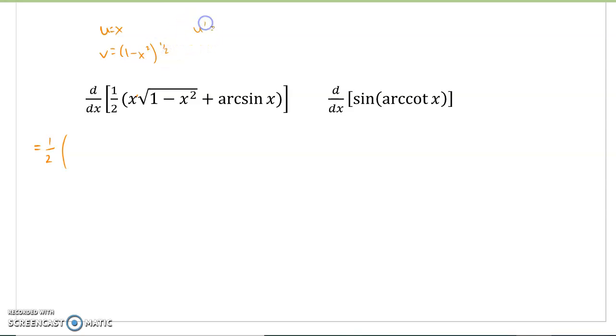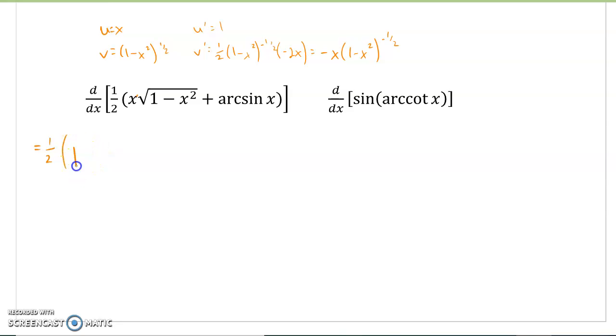So u prime equals 1 and v prime equals 1/2 times 1 minus x squared raised to the negative 1/2 times, don't forget the chain rule, negative 2x. And that actually simplifies a little bit. The 2's go away, so we have a negative x times 1 minus x squared to the negative 1/2. So that's a little bit of scratch work for the product rule here.